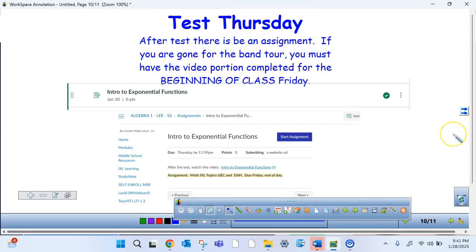Just let me know. On Thursday, there will be an assignment after the test. Okay, if you are gone for the band tour, you are expected to have that assignment done. Okay, there's a video portion and there's an IXL portion. The video portion needs to be watched before you come to class so that you're ready for class on Friday. If you want to finish the IXL sometime during the day on Friday, that's fine as well.